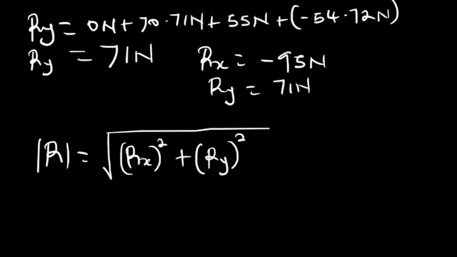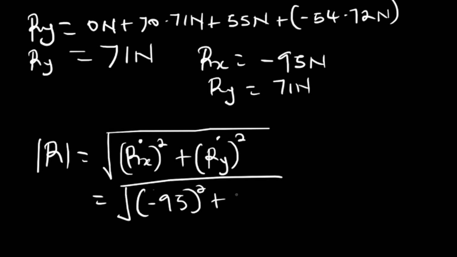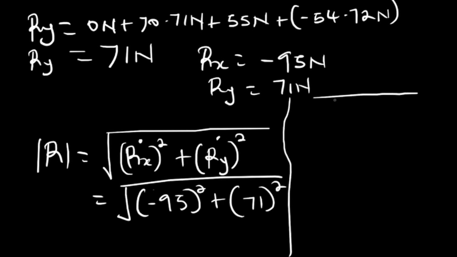Then we're going to fill in what's our Rx. Our Rx is negative 95. So here we put the negative 95, and here we put a 71. Then we take the square root and see what we're going to get. So let's do just that. This is equal to the square root of our Rx, negative 95 all squared, plus our Ry, 71 all squared.